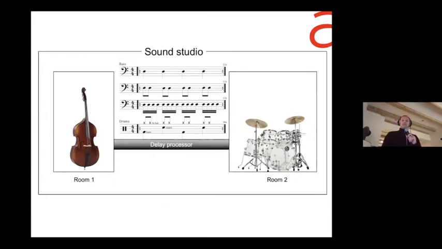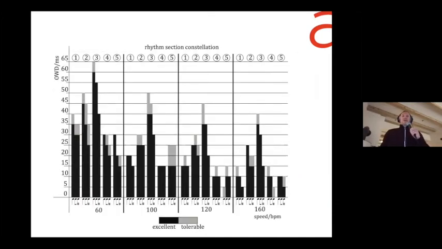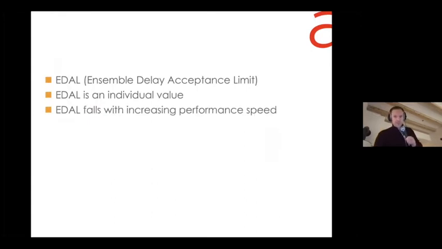In that sense, we carried out a number of experiments in order to verify in how far that threshold of 25 milliseconds holds true or not. And the outcome was very shocking, so to say, because we figured out that there is basically no clear threshold. It basically varies from musician to musician. So we came to the conclusion, what we called EDAL, the ensemble delay acceptance limit. It is an individual value, so it varies from musician to musician. It falls with increasing performance speed. Basically, the faster, the lower the acceptance threshold.